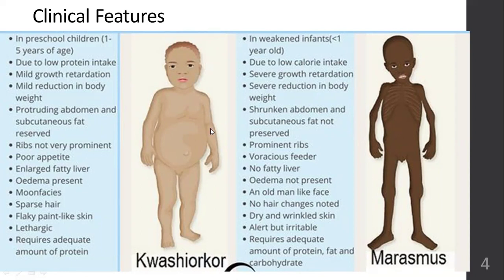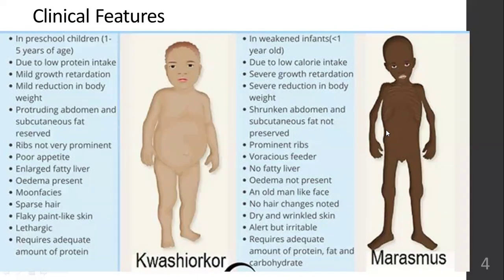The child will have a protruded abdomen. This is ascites, you can see here, it is called ascites. And the subcutaneous fat of the child is not lost. The child will not lose fat under the skin. Ribs are not at all prominent here because of edema, but the child has poor appetite.